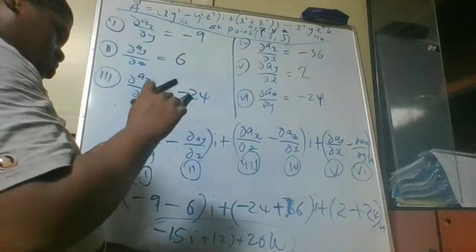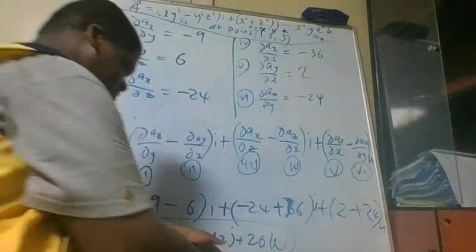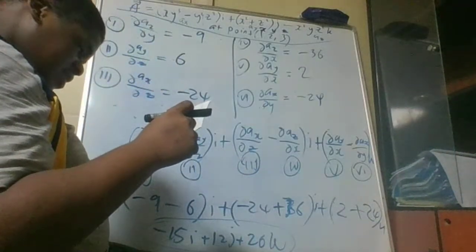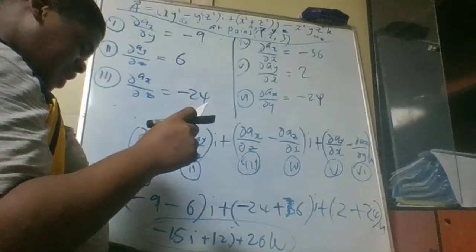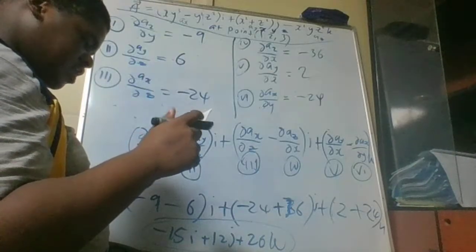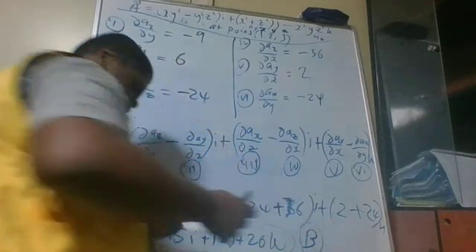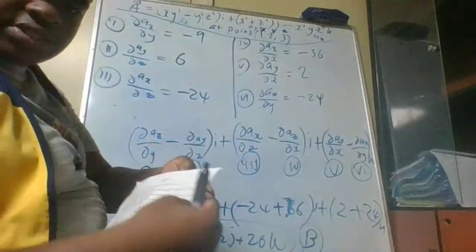Now, this is the option: negative 15i plus 12j plus 26k. That's option B.